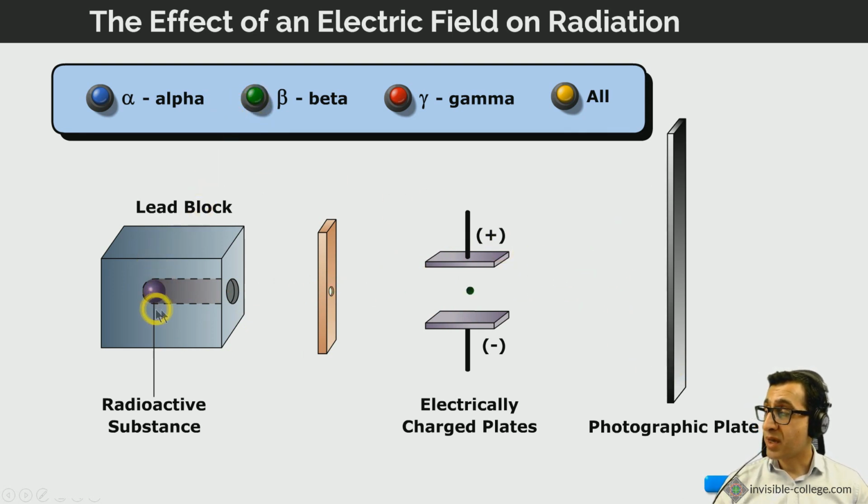A beta particle, on the other hand, will be deflected in the opposite direction because a beta particle has the opposite charge to an alpha particle. It will also be deflected through a greater angle than the alpha particle because the beta particle has less momentum, it has less mass. Gamma rays, again, are unaffected by electric fields for similar reasons to why they are not deflected by magnetic fields. They are not charged particles, they are just electromagnetic waves.